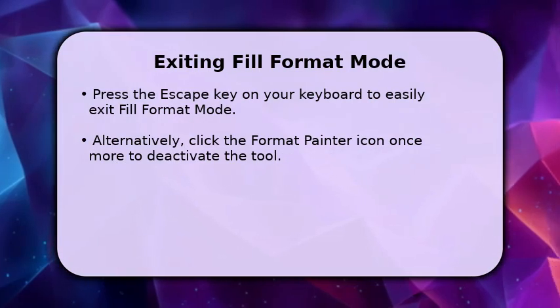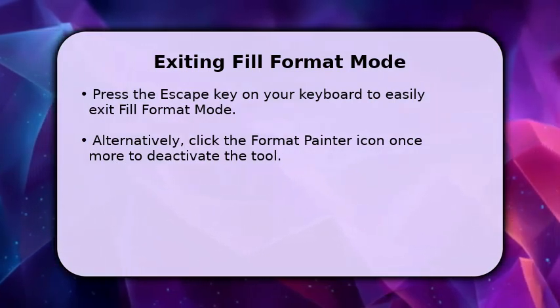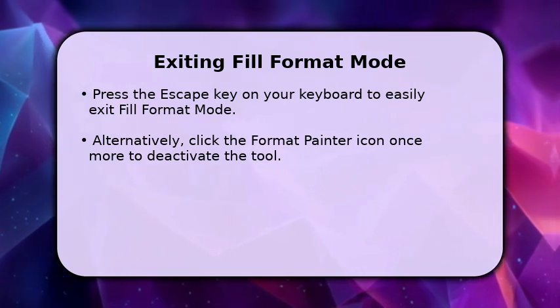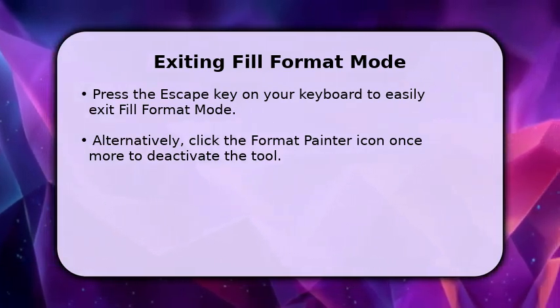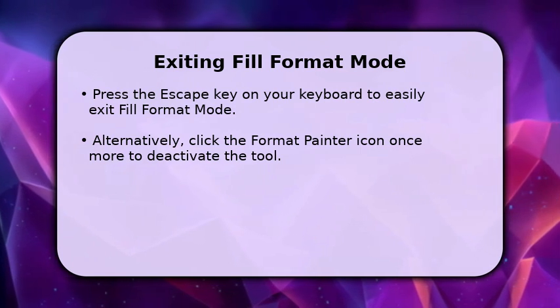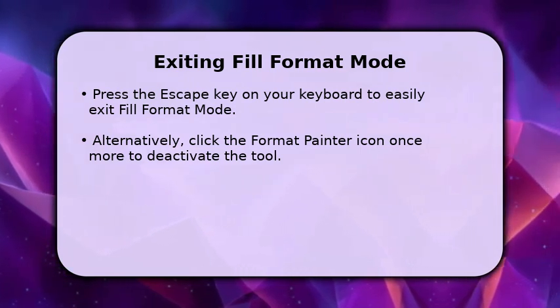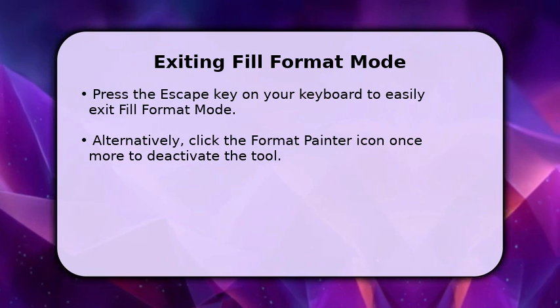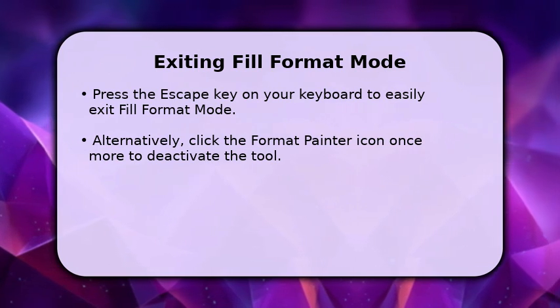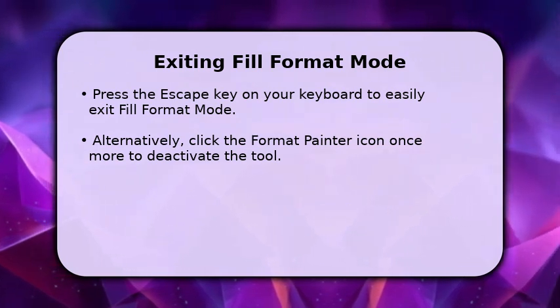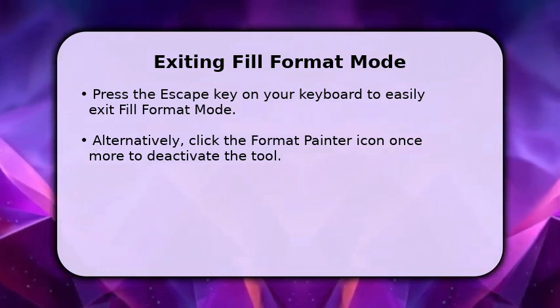Once you have finished applying all your desired formatting, it's time to exit Fill Format Mode. The simplest way to do this is by pressing the Escape key on your keyboard. Alternatively, you can click the Format Painter icon one more time to toggle it off. This feature is incredibly useful for maintaining consistent visual styles across your documents with minimal effort, saving you countless minutes.